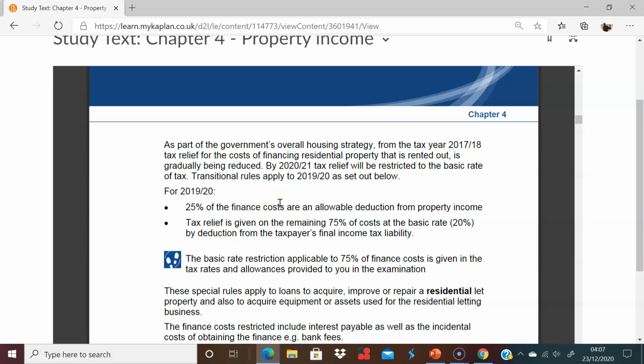What I was saying here is that since 2017-18, that tax relief has been falling by 25% every single year up till 2019-20. So what does that mean for 2020-21? You will no longer be able to deduct any of your finance costs as a direct expense, but you will be able to get 20% of those costs as a relief. You'll be able to get 20% of that interest cost as a relief from next year, but not this year. This year is the last year where you can still get 25% as an allowable deduction.